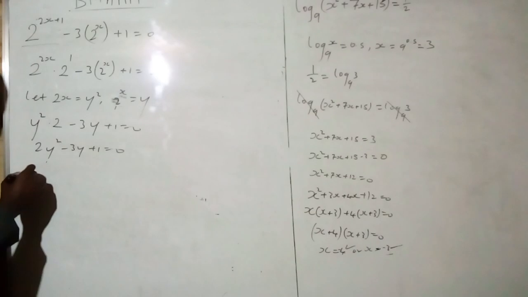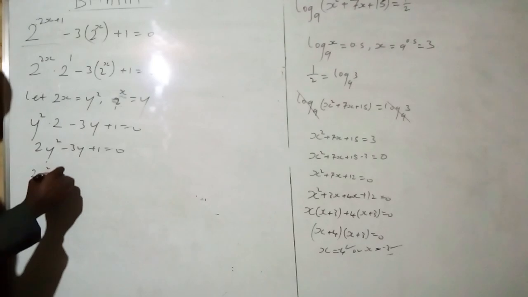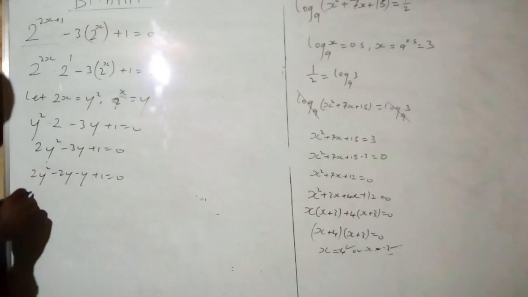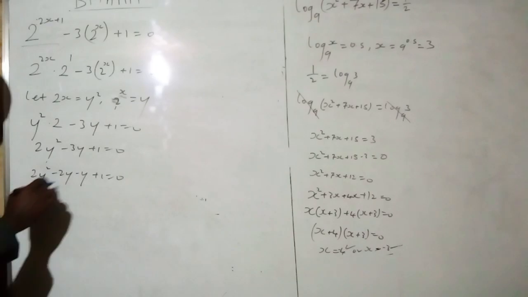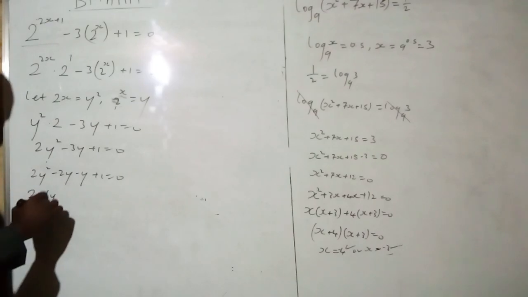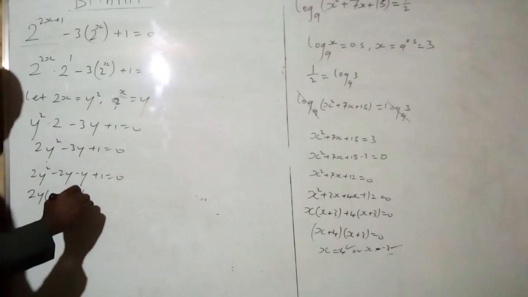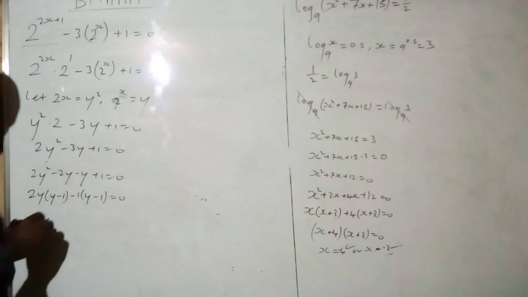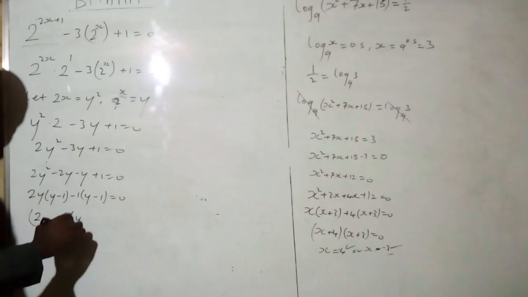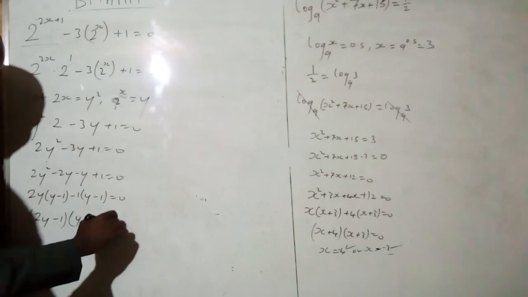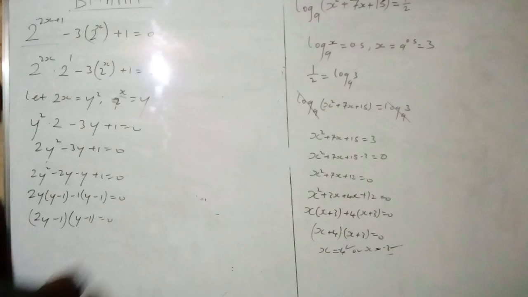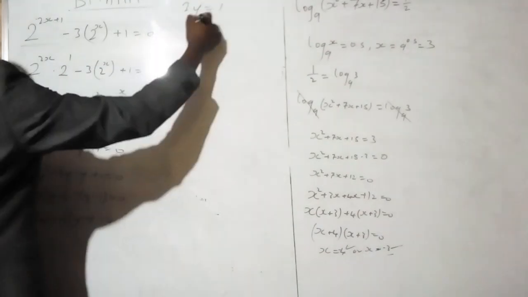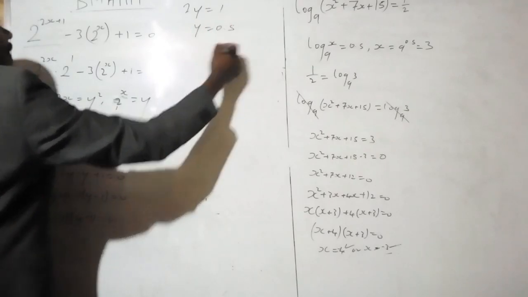2 times 1 is 2, so 2y squared minus 2y minus y plus 1 is 0. The GCD of 2y squared and 2y is 2y, so 2y(y minus 1) minus 1(y minus 1) is 0. So (2y minus 1)(y minus 1) is 0. Therefore 2y is equal to 1, so y will be 0.5, or y is equal to 1.